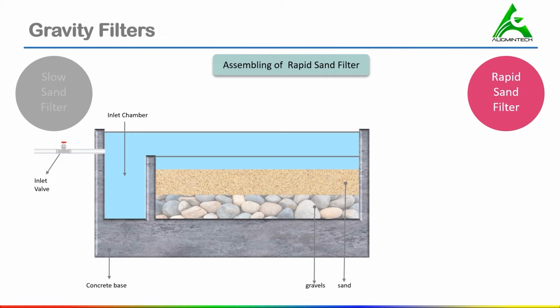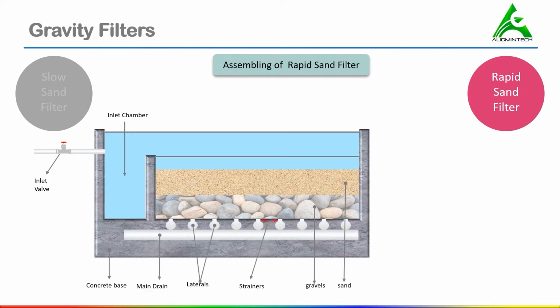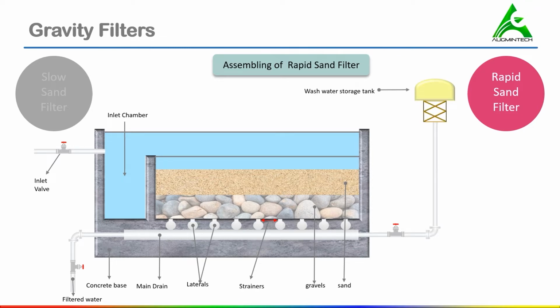Now for outlet arrangements, we have a main drain pipeline connected with the laterals and strainers constructed below the base material, the gravel bed, for collecting the filtered water through the pipelines. The other side of the main drain line is connected with the wash water storage tank for the purpose of backwash of the filter to remove the blockage of the filter.